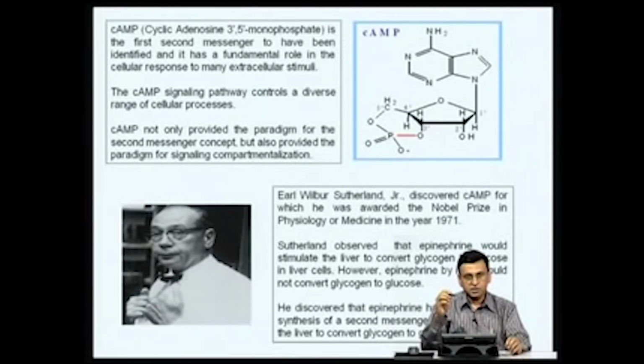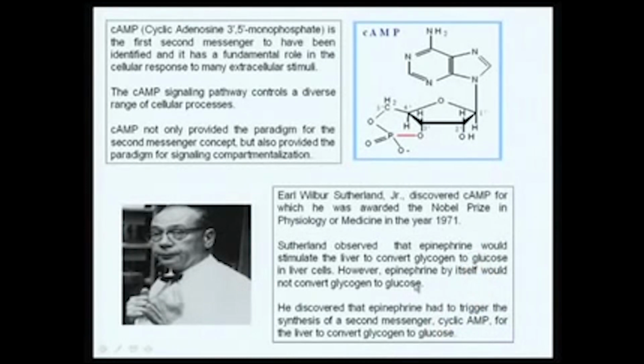In fact, the credit for discovery of cyclicAMP as a second messenger goes to Earl Wilbur Sutherland Jr., whose photograph is shown here, who actually discovered cyclicAMP and then showed that cyclicAMP is a second messenger, for which he was awarded the Nobel Prize in 1971. Now, Sutherland observed that epinephrine would stimulate the liver to convert glycogen to glucose in liver cells, but epinephrine by itself would not convert glycogen to glucose, which means epinephrine is doing this job indirectly, and then he discovered that epinephrine has to trigger the synthesis of the second messenger cyclicAMP for the liver to convert glycogen to glucose.